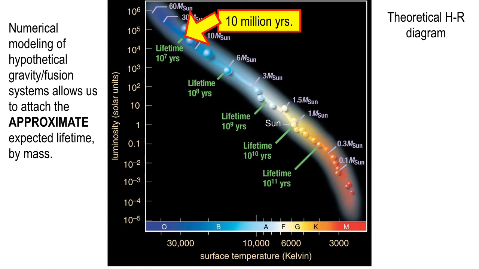Anyways, so stuff up there at the blue end, up there in the O's and the B's, is going to be heavier, and as for the lifetime, the theoretical astrophysicists, of which I am one, will calculate that something that big lasts 10 million years, tops. Then it busts out of there for the giant branch, blue giant or red giant.